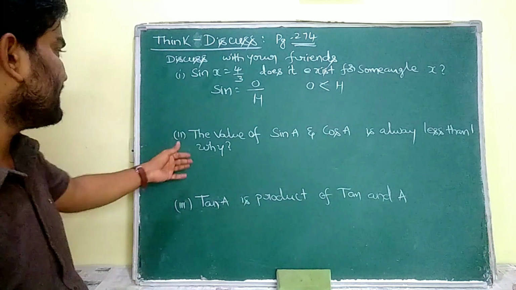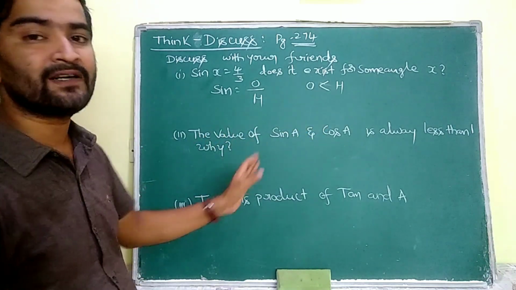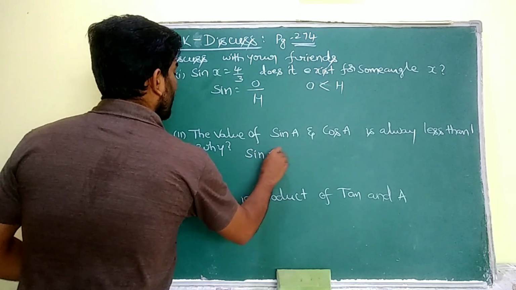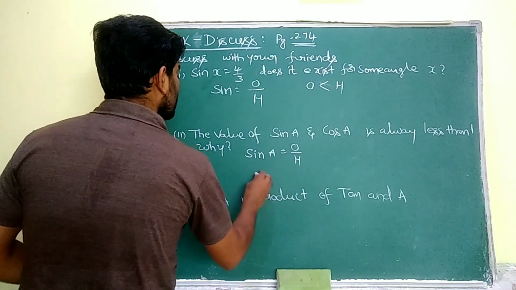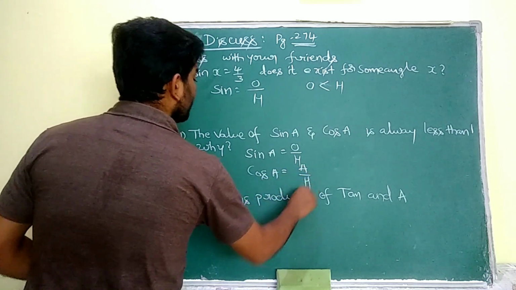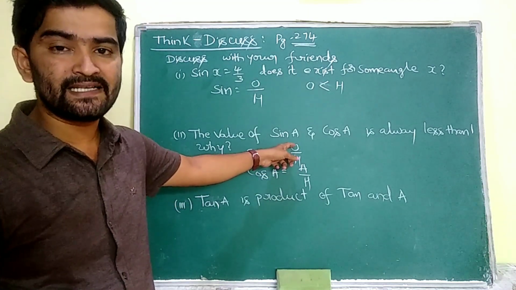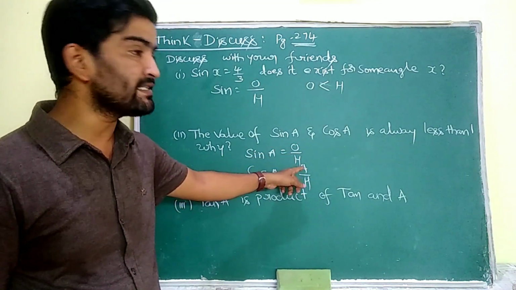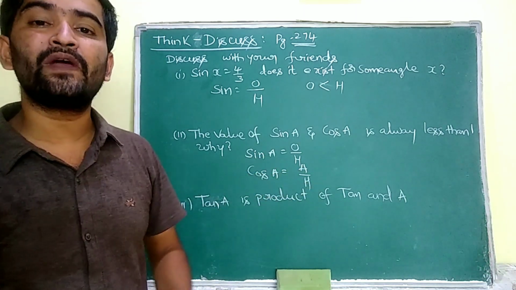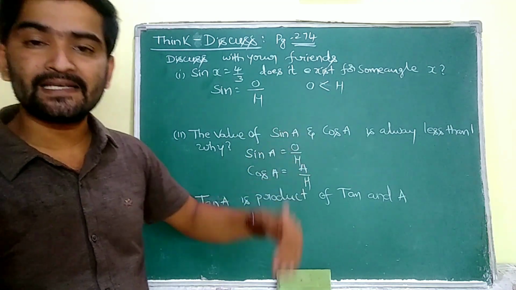Now, the second question: the value of sin A and cos A is always less than 1. Why? The same reason. Sin A means opposite side by hypotenuse. Cos A means adjacent side by hypotenuse. In both ratios, the opposite side is less than the hypotenuse, and the adjacent side is less than the hypotenuse. That means sin A and cos A are always proper fractions, so they are always less than 1.